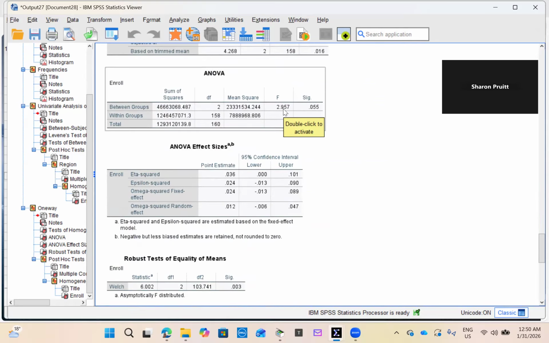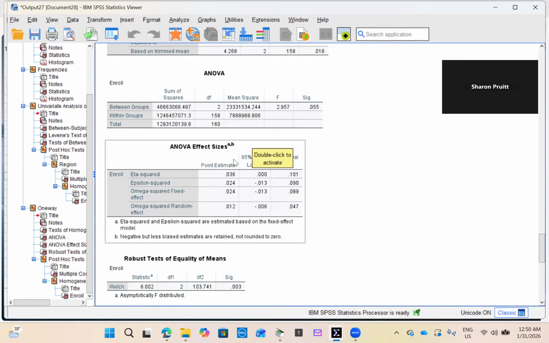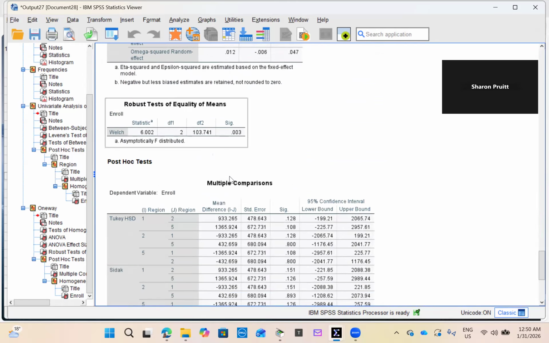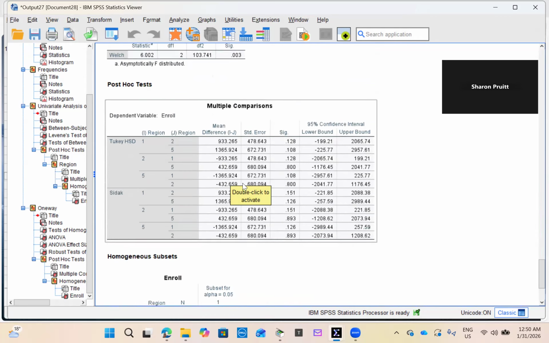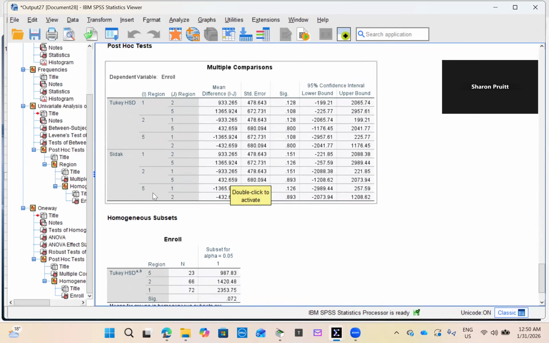2.957 and a p-value of 0.055 with a small effect size of 0.036. Both Tukey and Sidak post hoc tests confirmed that no pairwise differences were statistically significant. Therefore, the null hypothesis is retained, and region does not meaningfully explain differences in district enrollment in this sample.